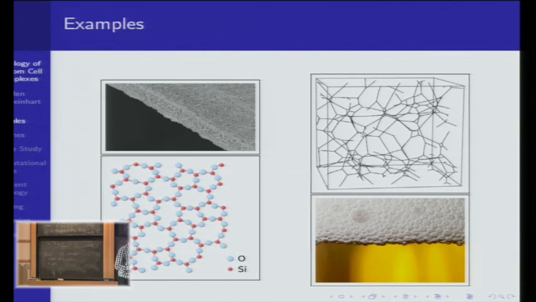And here we have the foam on top of a beer, which is another disordered material, and I included that because I think even some of the more pure mathematicians would agree that that's a very interesting application to work on. Okay, so I'll talk about a couple more examples, and then we'll get on to the methods.